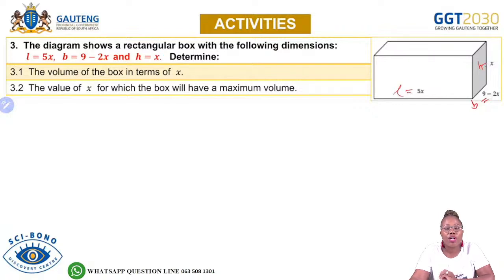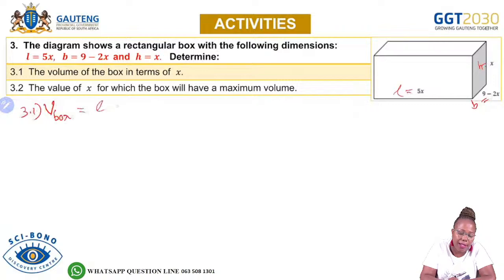Of x. Grade 12, it is of importance to you that you know your formulas, okay? So now you must know the formula of a box. The volume of a box equals the length times breadth times height. And then let's substitute now. What is the length? 5x. What is the breadth? 9 minus 2x. What is the height? The height is x.